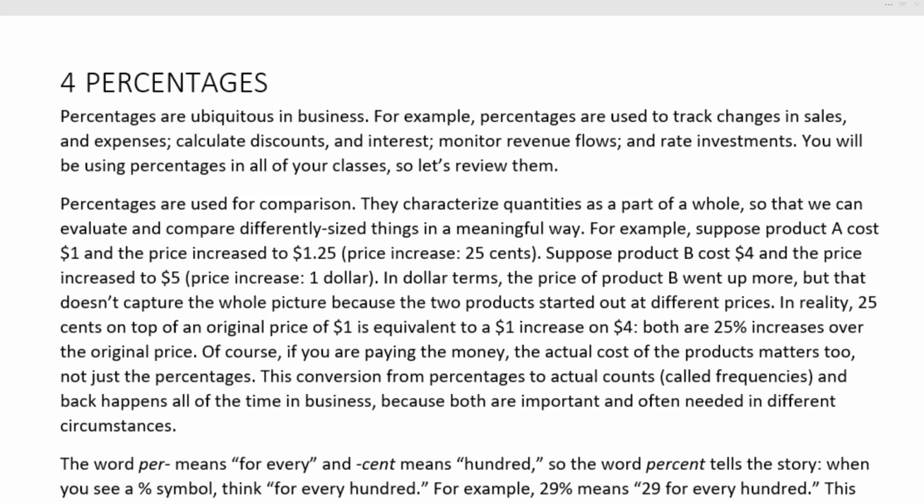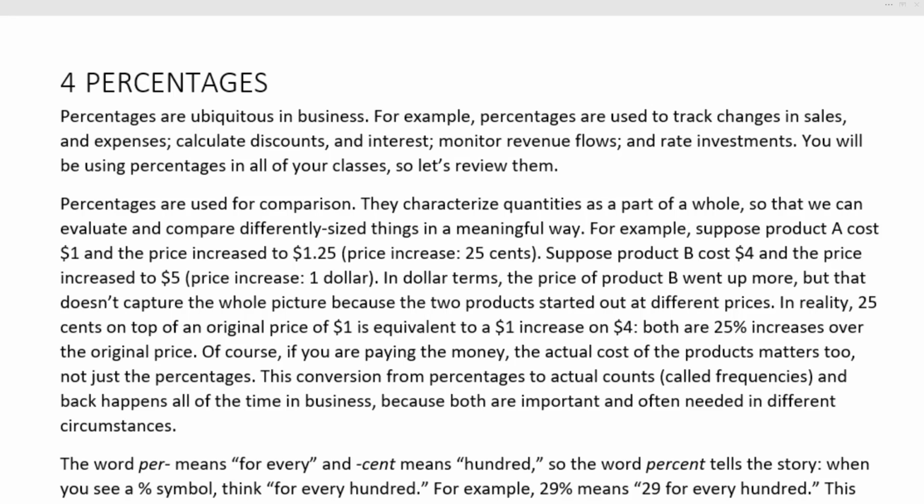So for example, suppose you had two products, product A and product B. Product A is $1 and B is $4. They both undergo a price increase, product A going up to $1.25 and product B going up to $5. So in product A's case, that's a price increase of 25 cents, whereas product B, you've got a $1 increase. So in terms of dollars, product B definitely went up more.